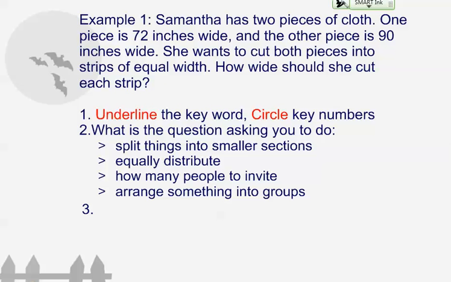Samantha has 2 pieces of cloth. One piece is 72 inches wide and the other piece is 90 inches wide. She wants to cut both pieces into strips of equal width. How wide should she cut each strip? So we want to underline the key word and circle the key numbers.